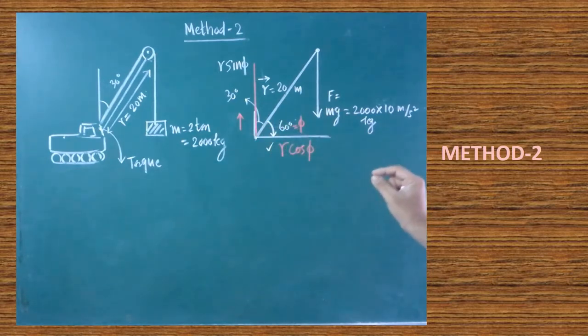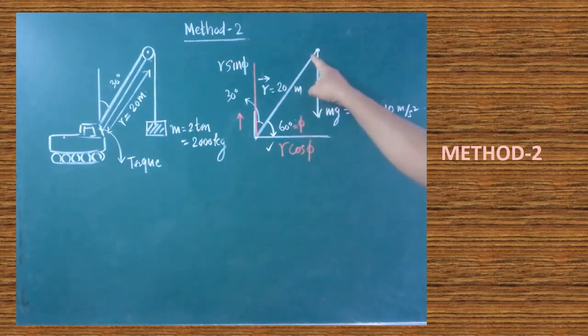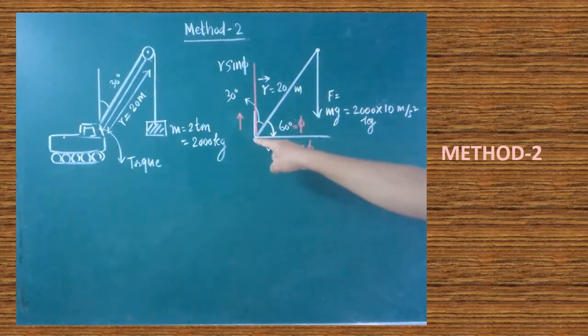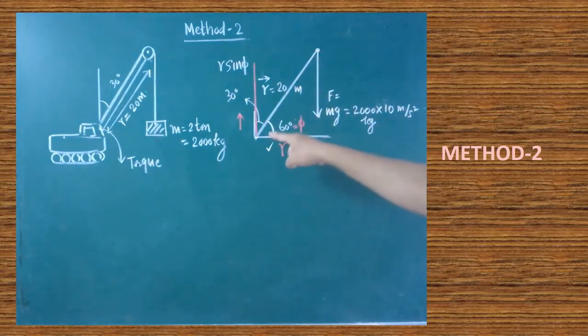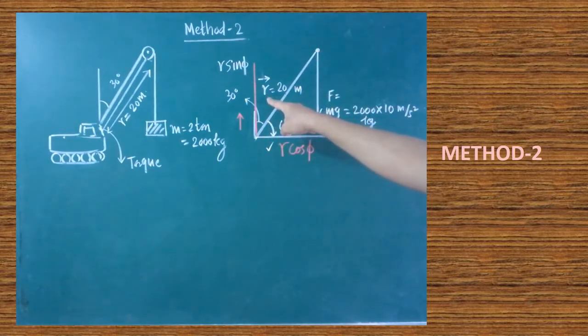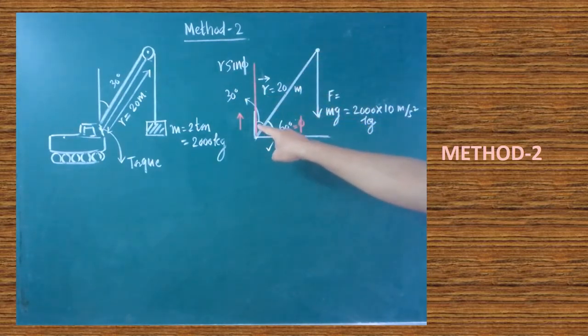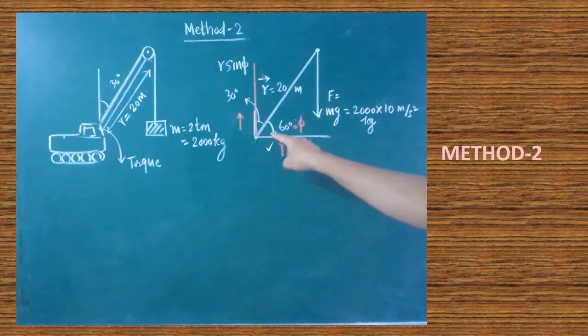Torque is equal to force into perpendicular distance. That is one of the formulas. So here this R can be resolved into two components. Let us imagine this is the origin. This one can be taken as the position vector. R is also a vector. Here if this angle is 30, the remaining angle will be 60 degrees.